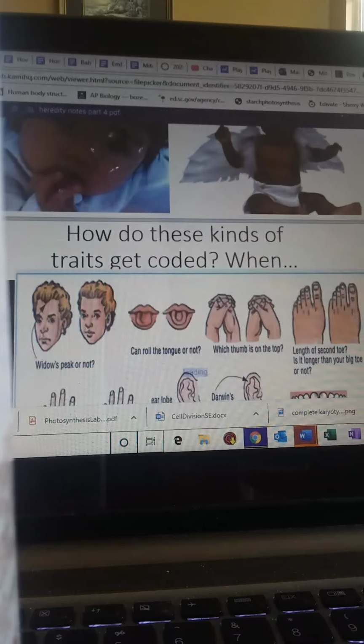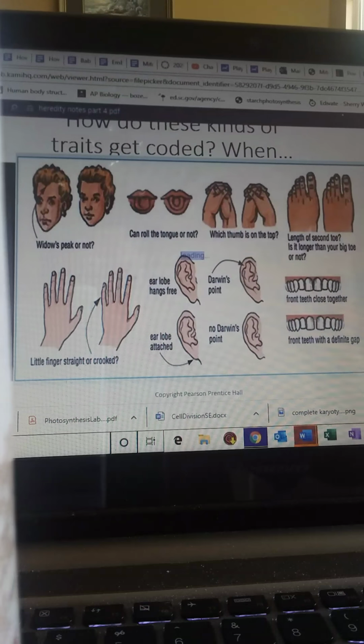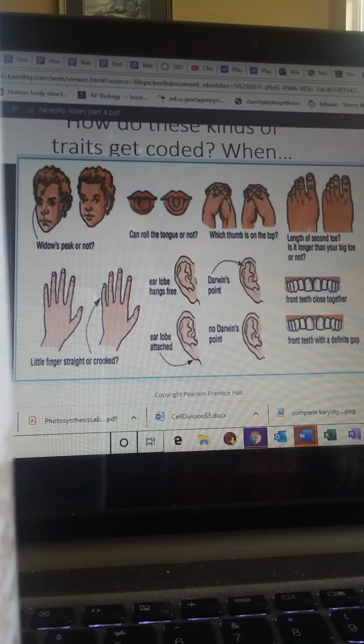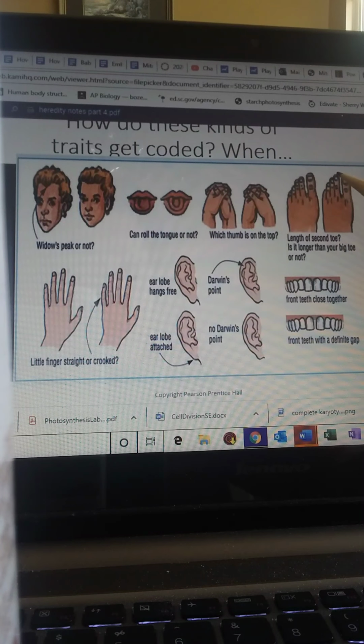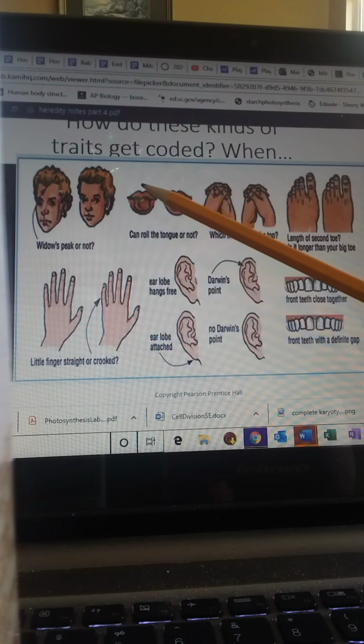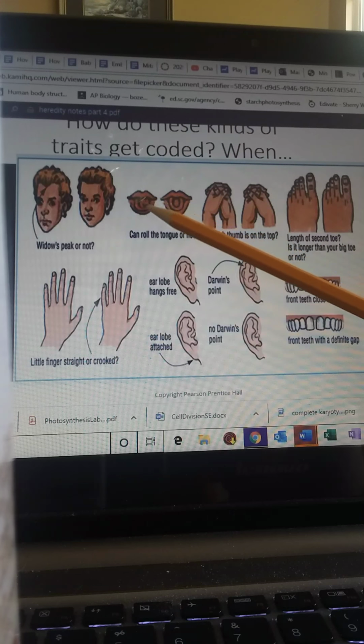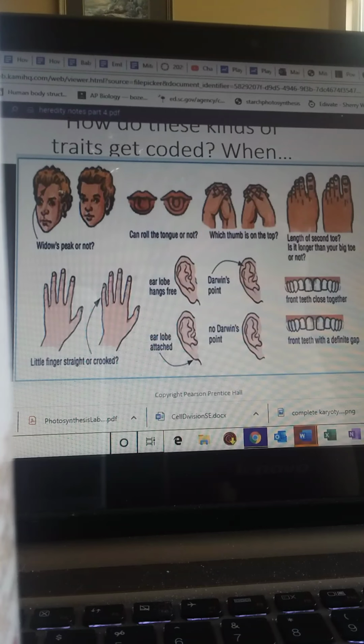I'll move this up. Here's some cool traits that are genetic. Even the straight teeth and the gap teeth. That's a genetic trait. You can take a look at your toes. If your second toe's longer than the big one, that is a genetic thing you got from your parents. Got any burrito tongue, like tongue rollers, that's a genetic thing. So lots of cool stuff there.